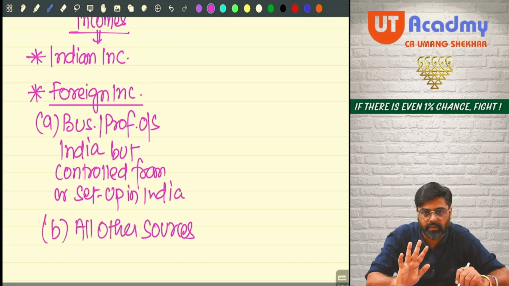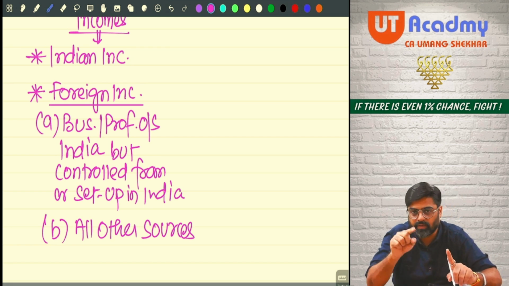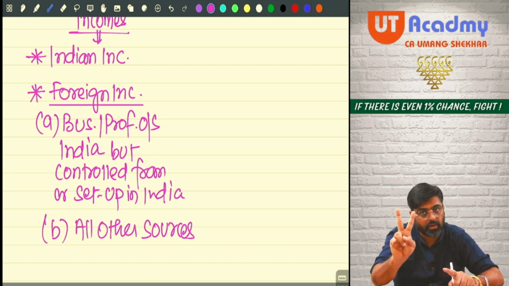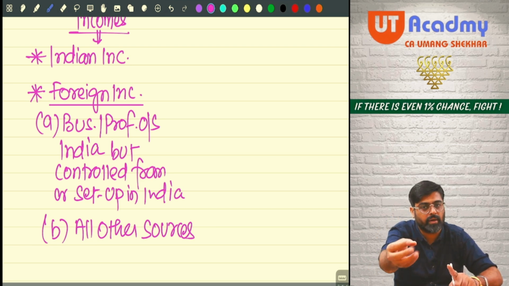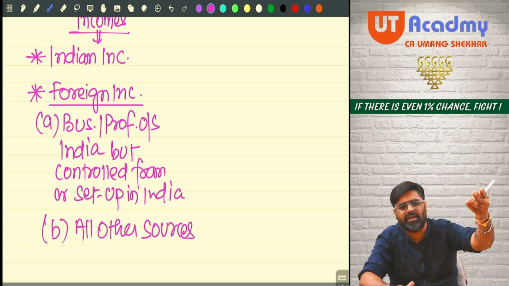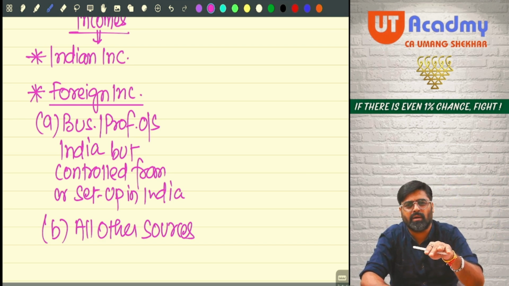Now, tell me one thing: you have to identify whether that foreign income is a Part A foreign income or Part B foreign income. You are supposed to identify and tell me, okay? I just want to see whether you are able to identify it or not. We will have a discussion about this in detail: what income is Indian income, what income is foreign income.